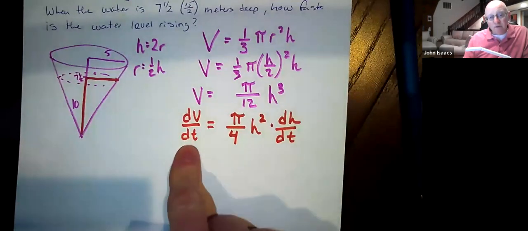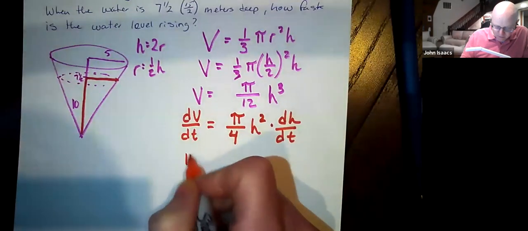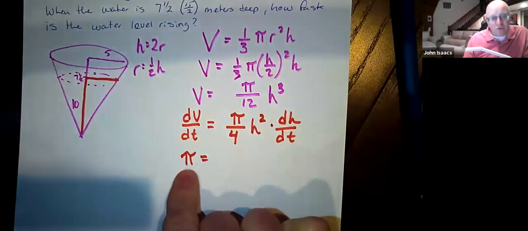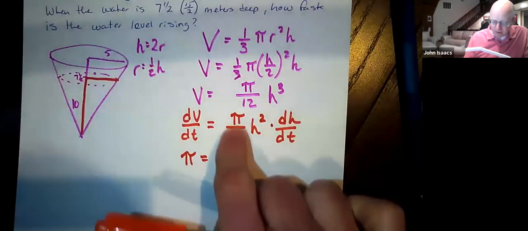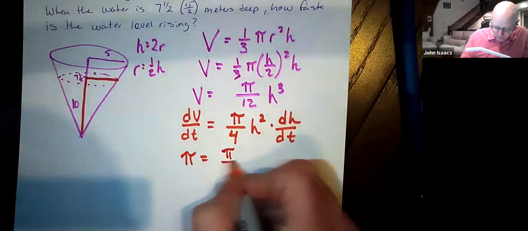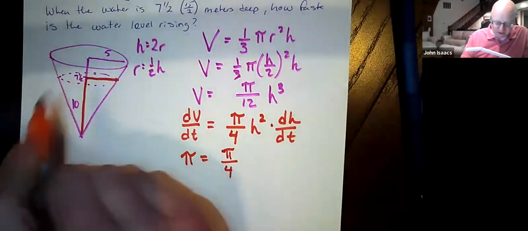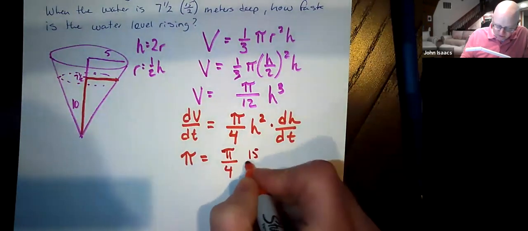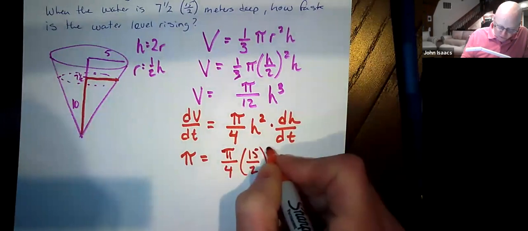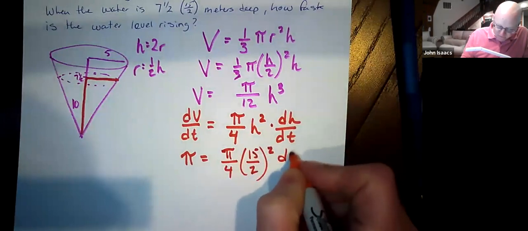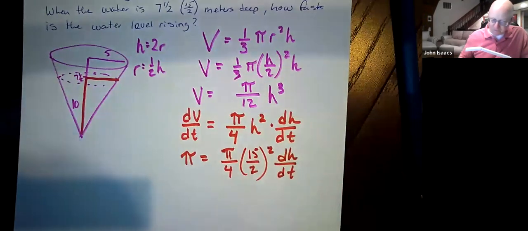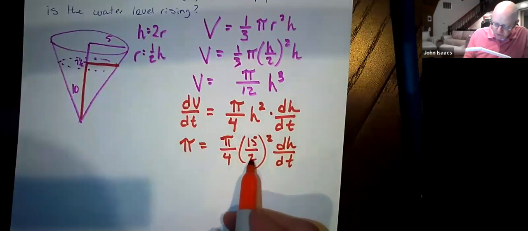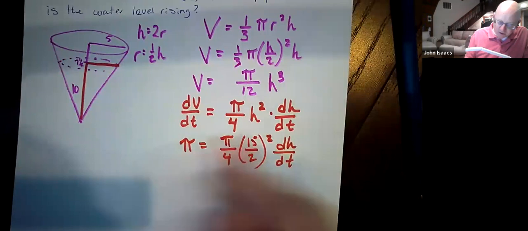Well, we were given dV/dt. That's pi. Pi meters cubed of water is coming into the cone every minute. And then pi over 4 is pi over 4. h is 7.5, also known as 15 halves. So 15 halves squared times dH/dt. Okay, if we square this, we wind up with 4 down here, so that's 16 down here. Well, here, let's do this.